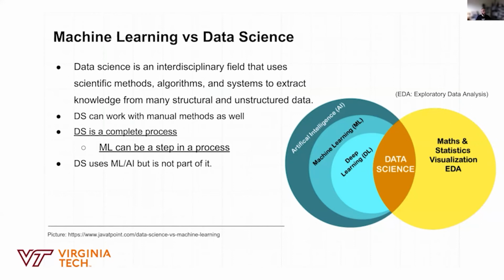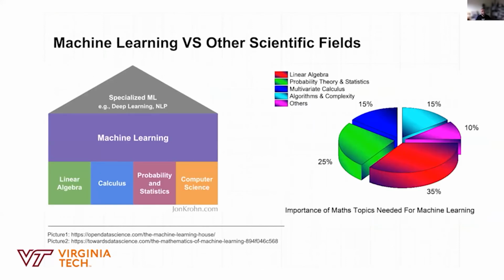Data science uses, as I said, machine learning and artificial intelligence tools, but it is not part of it. And finally, machine learning versus other scientific fields. Machine learning is actually built on top of components from different disciplines. That includes linear algebra, calculus, probability and statistics, computer science, and so on and so forth.